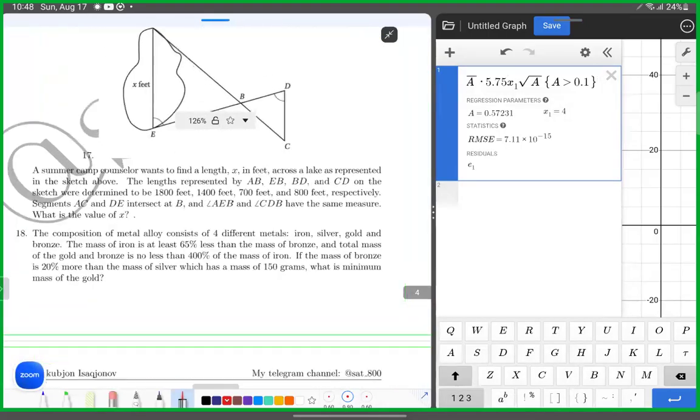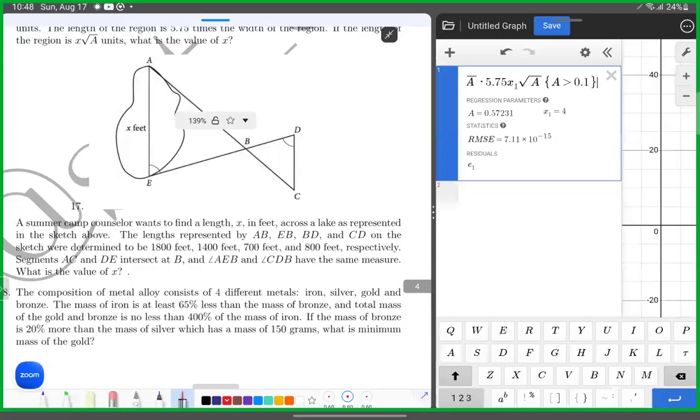The next problem is about similarity. Given that those angles are equal, let's mark the points. 1800 is equal to AB, 1800. Next one, EB is 1400. Next one, BD is 700. Next one, CD is 800.